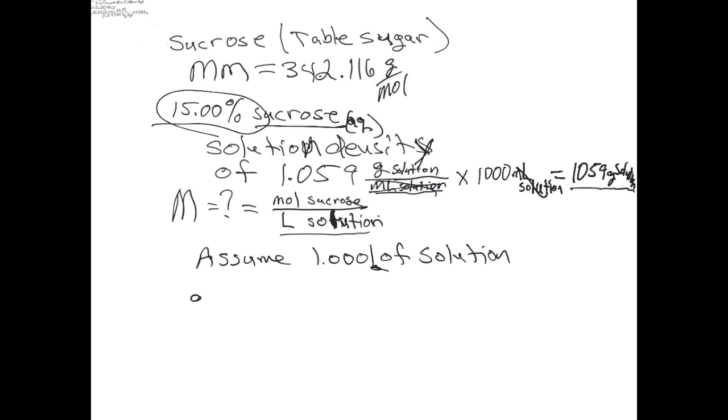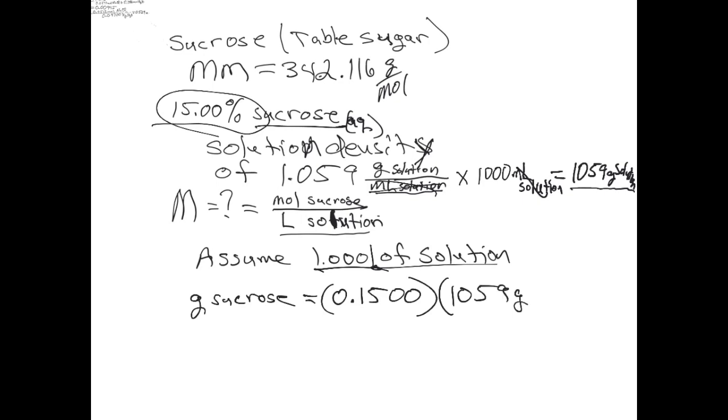So if I want to know grams of sucrose, if I assume 1 liter of solution, then I can figure out how many grams of sucrose are there by simply taking 0.15, that's the same as 15%, right? That's my percent by weight times the 1,059 grams of solution. And if I do that, I get 158.9 grams of sucrose.